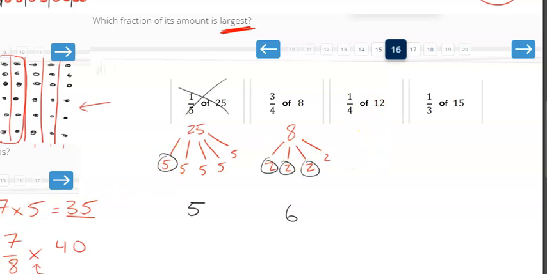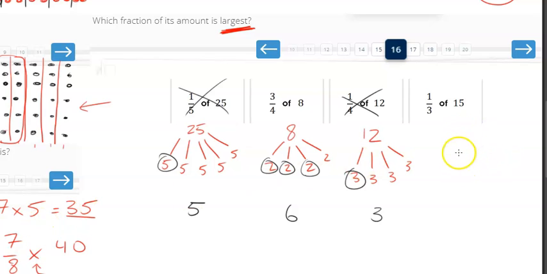1/4 of 12. Let's get the number 12. Split this up into 4 parts, and each part has 3: 3, 6, 9, 12. How you work that out is just get the whole quantity and divide it by whatever the denominator is. So 12 divided by 4 is 3, so I know each chunk has 3. And from them, I care about just one of them, which is just 3. So it can't be this one. So far, 6 is winning.